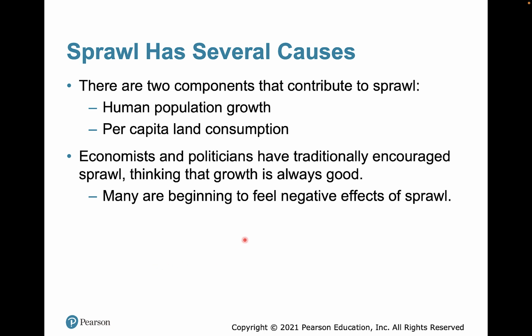So there are 2 things that cause sprawl, okay? The first is human population growth. We know that the population is growing. It's still growing exponentially to the point where we're over 8 billion people. So human population growth is part of the reason why sprawl is happening. But it's not so much that. If we stayed in urban centers and really looked at developing urban areas appropriately, we could handle human population growth. The big thing is per capita land consumption per person. That has gone up tremendously.